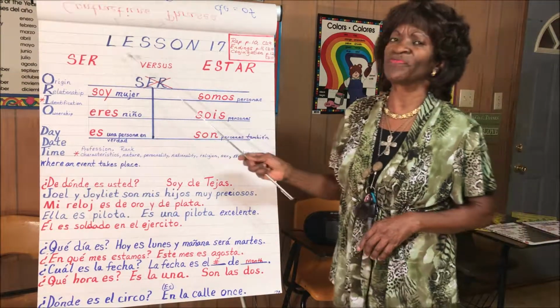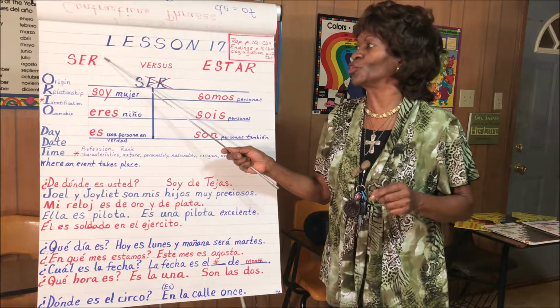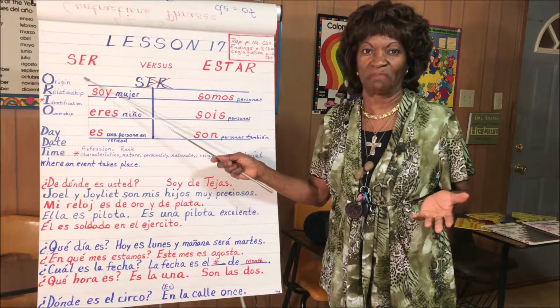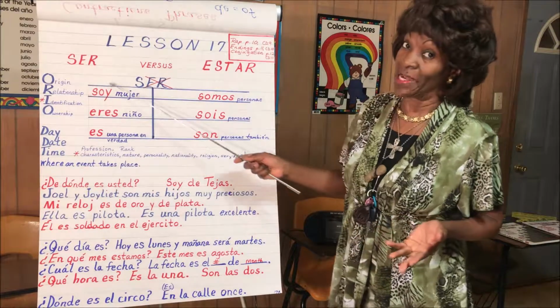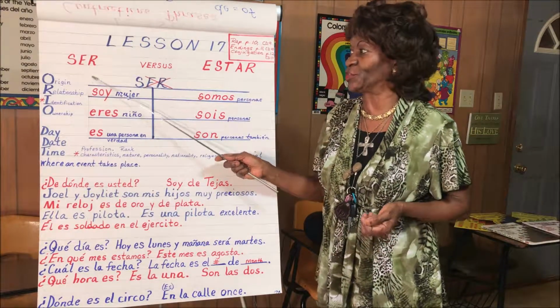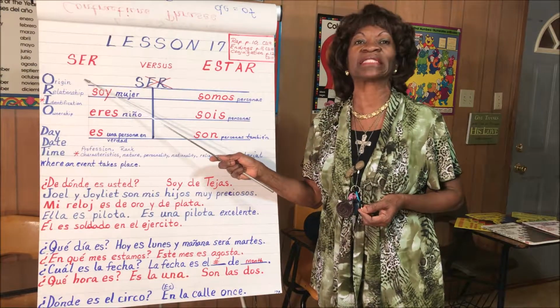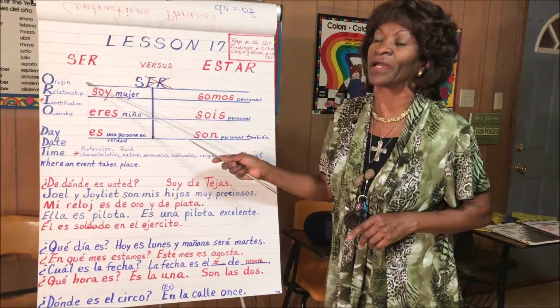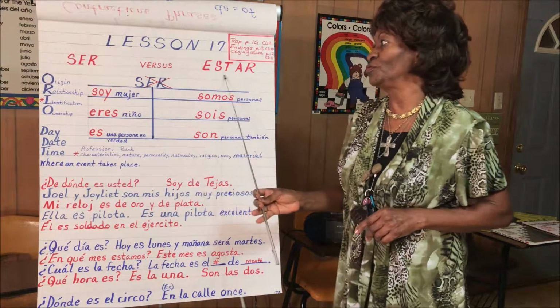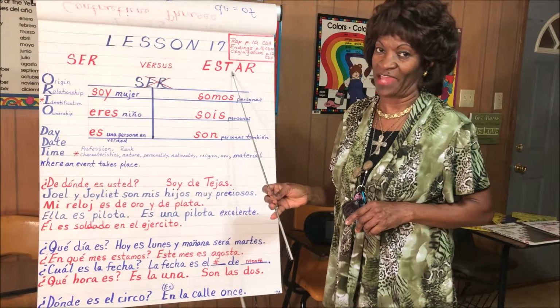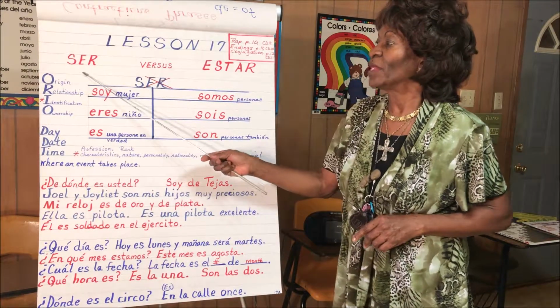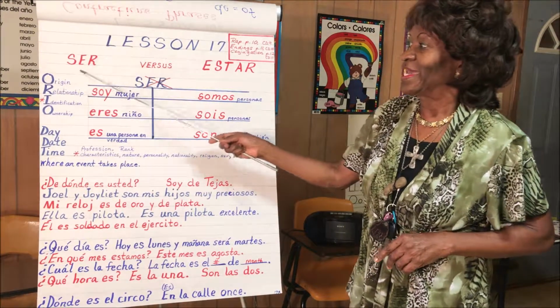ser, you can think about it as more or less used with permanent things to be. But it's not always the case because the Statue of Liberty is permanently located in New York, but you would use the verb estar for that, for is. Okay? But anyway, let's look at it.